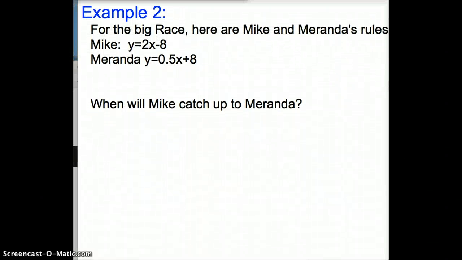And so for Mike and Miranda, we have the 2 rules, y equals 2x minus 8, and Miranda's y equals 0.5x plus 8. And the question is, when will Mike catch up to Miranda? So once again, we could go back to the graphs, and we could graph it, and we could see on the graph when Mike catches up to Miranda. But a better strategy is to use the rules. So remember, we want to know when Mike has the same distance as Miranda. When are they equal? So we're going to use our equal values method and ask the question, when are these 2 rules the same?